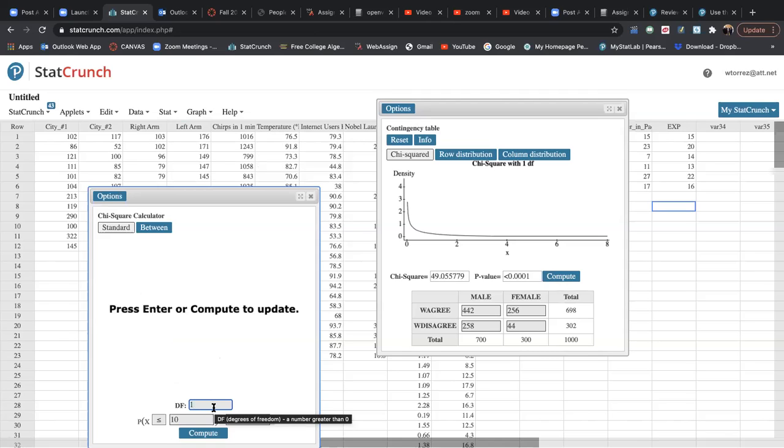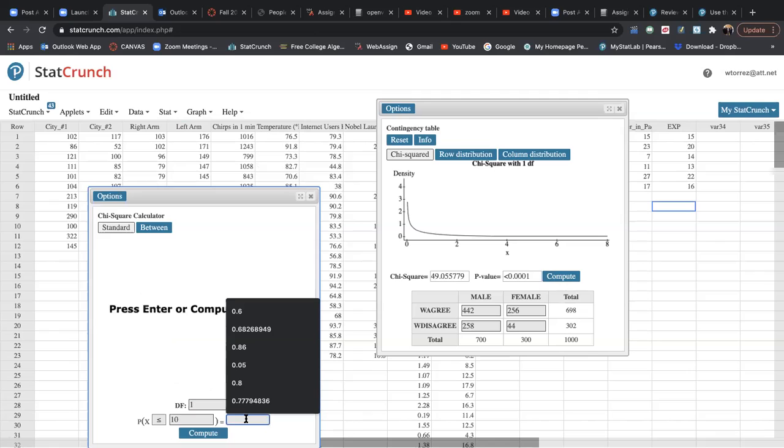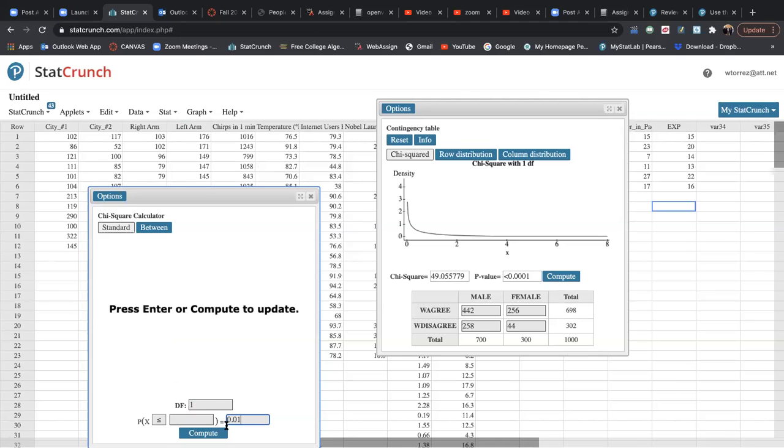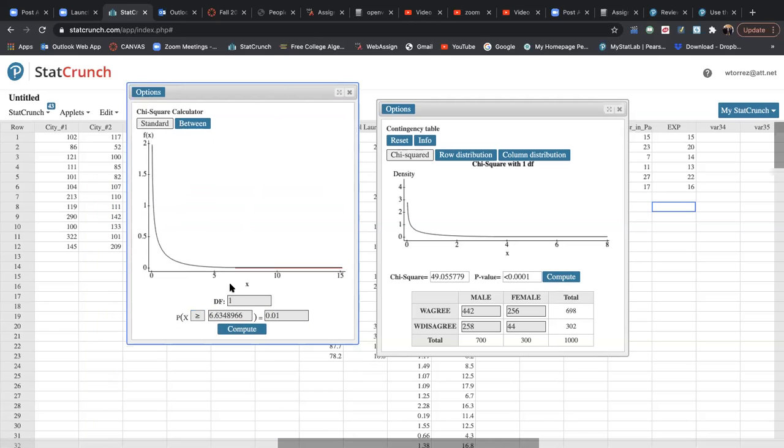In this problem, our significance level alpha is 0.01, which means we're going to have 0.01 area in the right tail. We have to change that to greater than or equal to. And there we get the critical value of about 6.63, 6.635 if we round to 3 places.